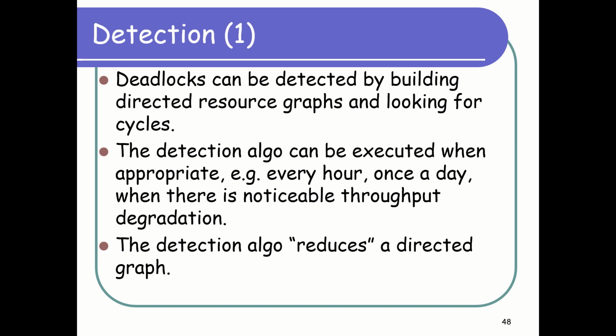Deadlocks can be detected by building a directed resource graph and looking for cycles. The detection algorithm can be executed when appropriate, like every hour or once a day, when there is no noticeable throughput degradation. The detection algorithm reduces a directed graph.